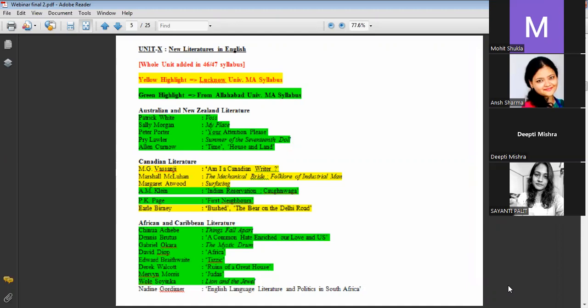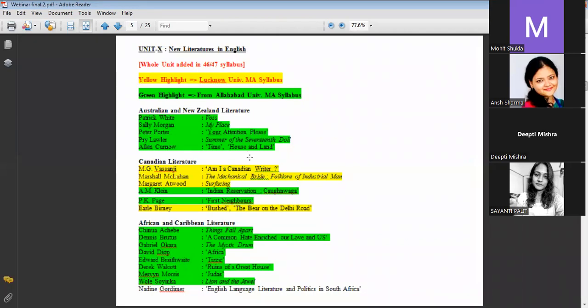And Sayanti Palit, ma'am, what about this analysis? Were you there when we were analyzing the 10th unit? No, sir. I joined just now. Okay, I'll give you a highlight of it.